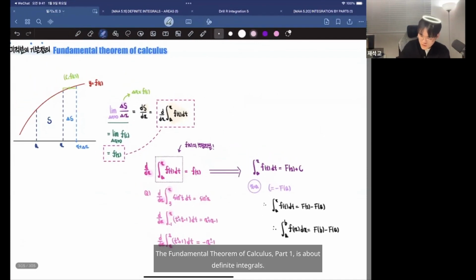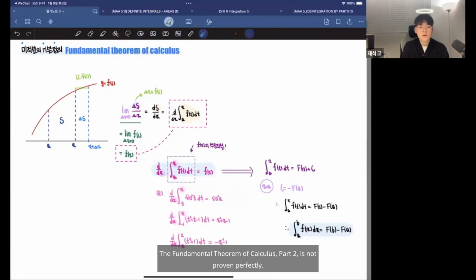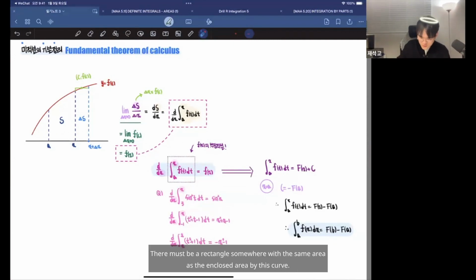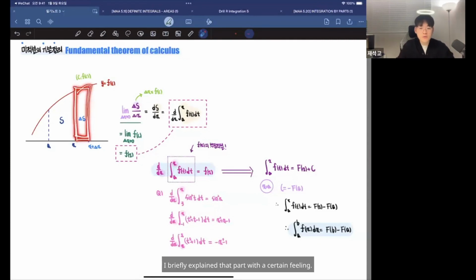The fundamental theorem of calculus, part 1, is about definite integrals. The fundamental theorem of calculus part 2 is not proven perfectly. I explained something based on my feeling in the middle. For example, earlier like this, there must be a rectangle somewhere with the same area as the area enclosed by this curve. I briefly explained that part with a certain feeling.